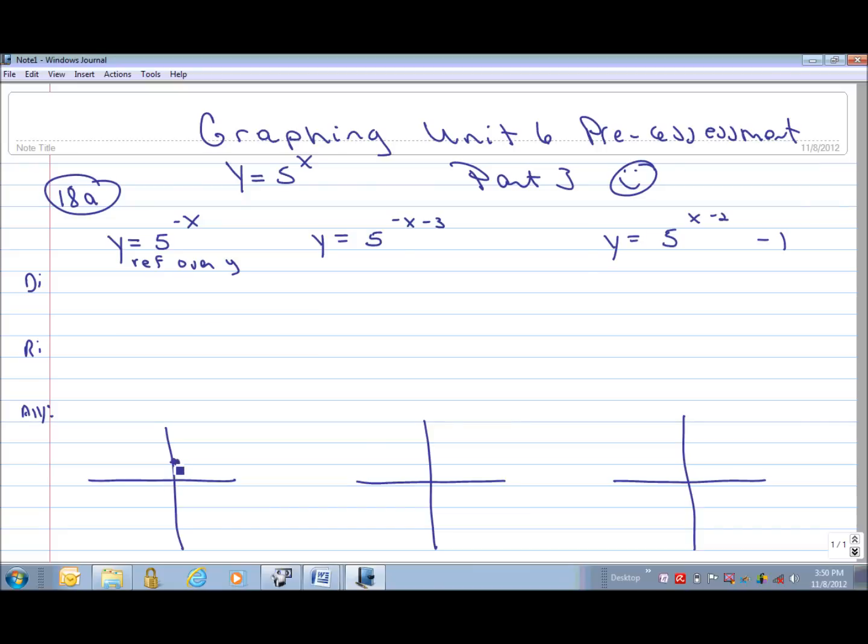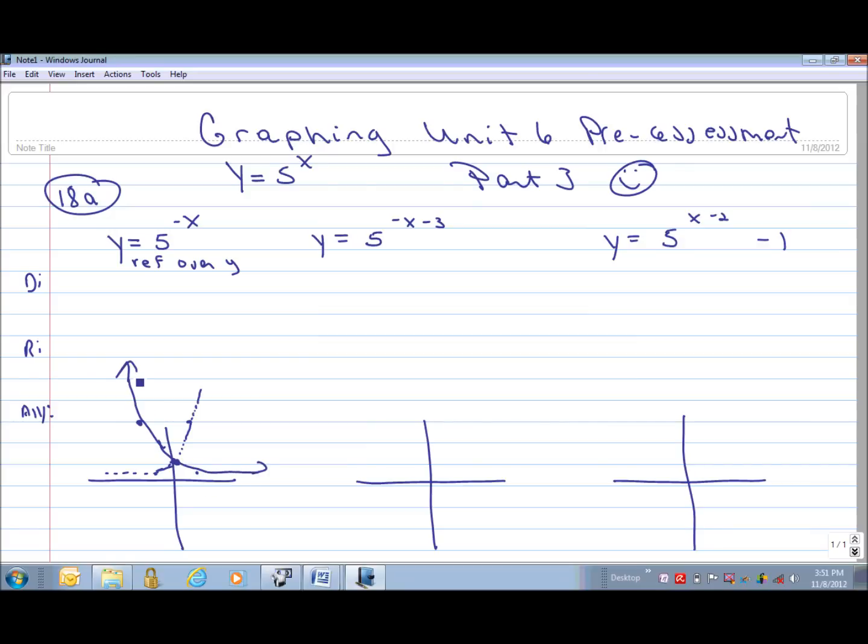We would have this point, and then let's say we had to the 1st power, that would be way up here at 5, and to the -1 power, that would be at 1/5, way down here, and our parent graph would look something like that. Now, let's figure out the reflection. The reflection would reflect these points, and this point would reflect over here, and your new graph would look something like this.